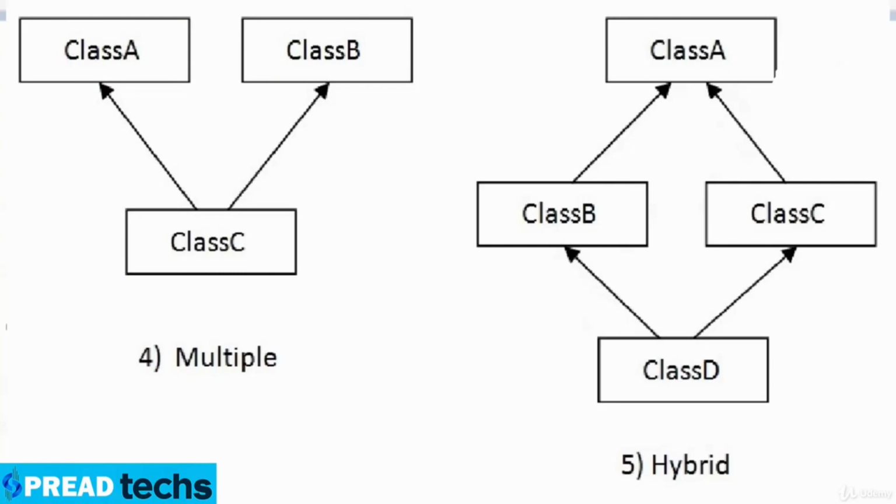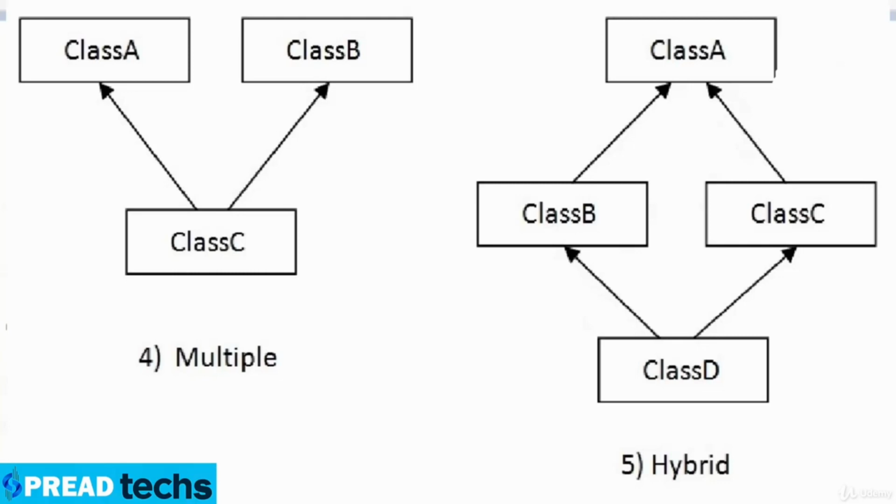Now we see hybrid inheritance: a combination of more than one type of inheritance in a single program. For example, classes A and B extend class C and another class D extends class A. This is a hybrid inheritance example because it is a combination of single and hierarchical inheritance. All of these are parent and child classes to each other.